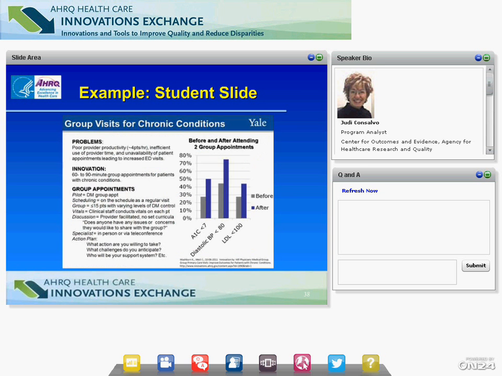In this slide, we have data and showing some results. So this group put up a chart that people could quickly look at, gets their attention, and then again breaks it down by problems, innovation, and then what they did, which was group appointments for this. Students are very creative, as you can see. We'll have one more slide. Next slide, please.